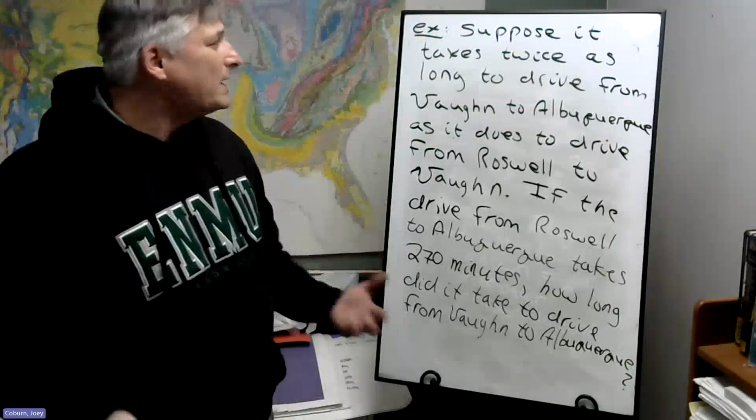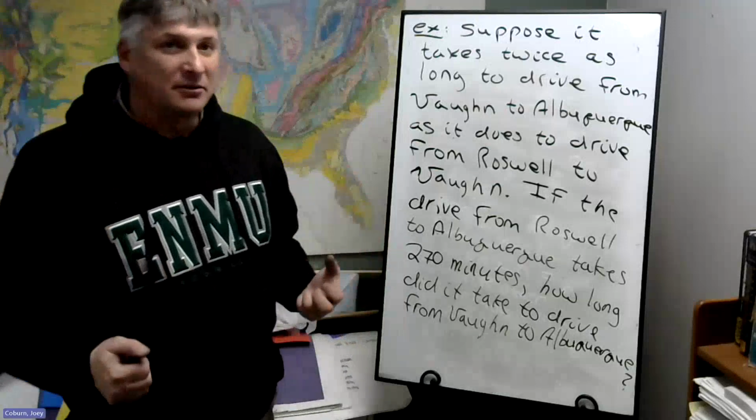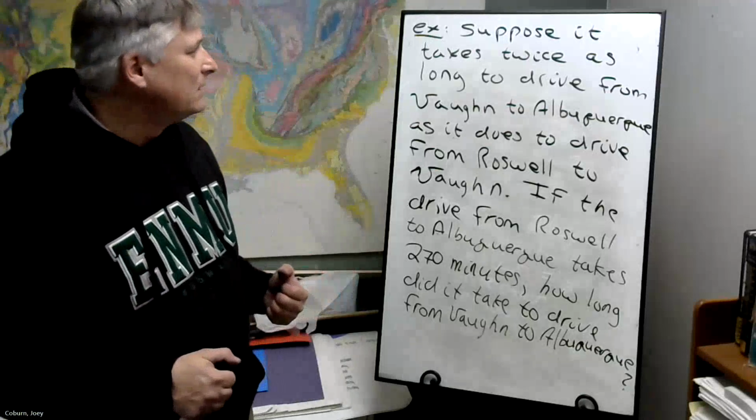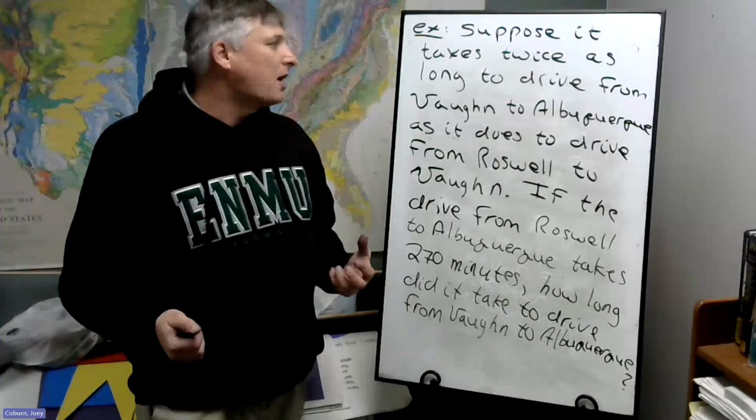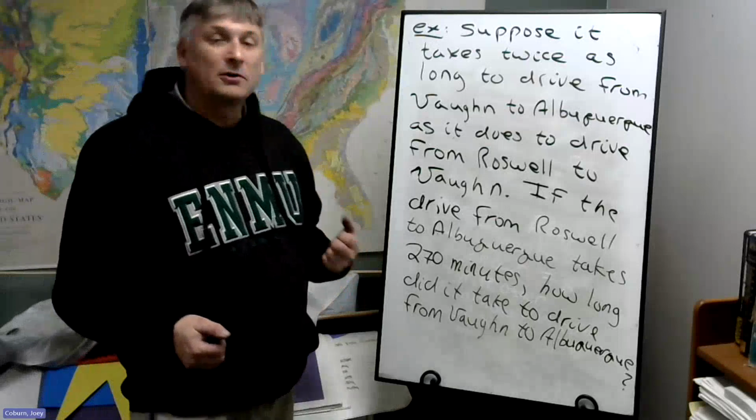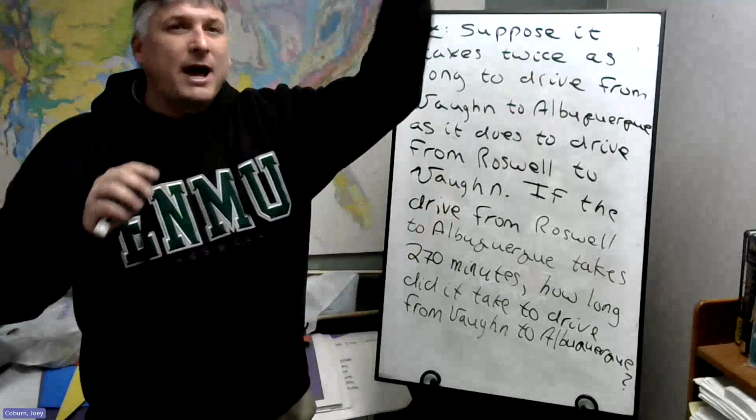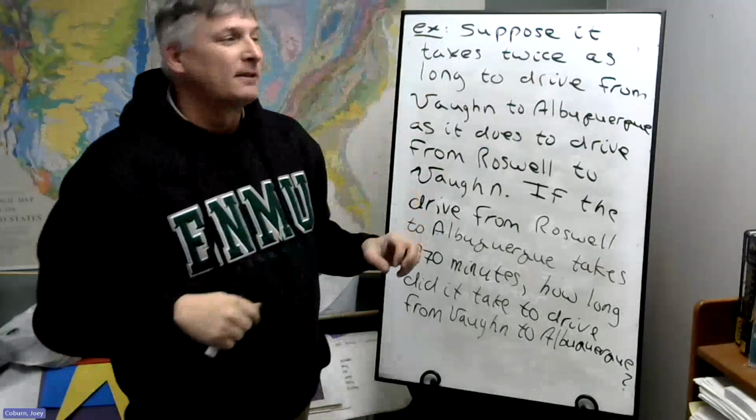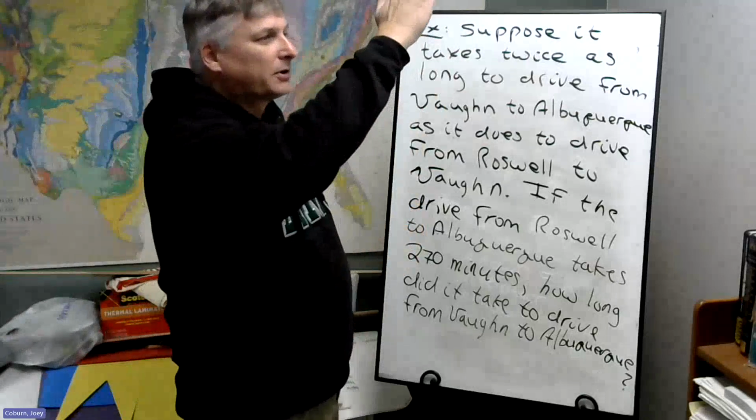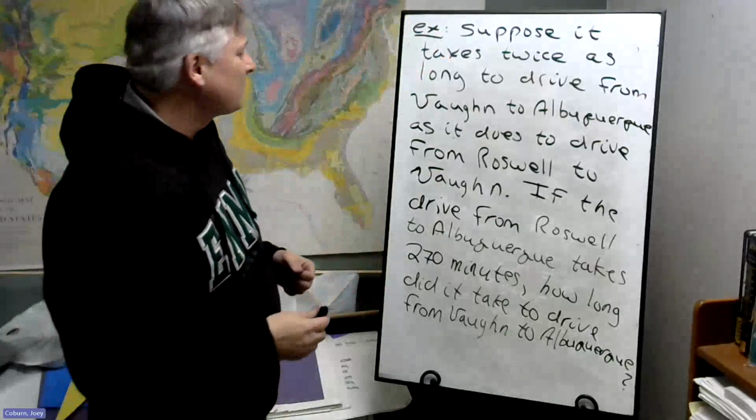Suppose it takes twice as long to drive from Vaughan to Albuquerque as it does to drive from Roswell to Vaughan. So what we're doing is a road trip. We're going from Roswell to Albuquerque. We're going to take the northern route. We'll go north out of town on the 285. We'll hit Klein's Corner, and then we'll drive west on I-40 until we hit Albuquerque.